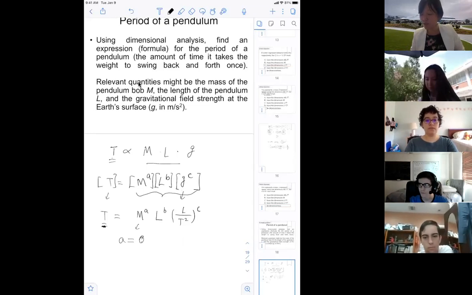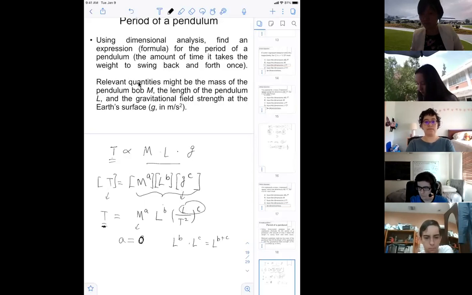A has to be 0, so that m to the power of 0 will be 1. So you're not going to be affected by this mass. And you can see also it does not have L, but I have L to the power of B plus C, right? This is L^B, this is going to be times L^C. So L^B times L^C is L^(B+C). But your left-hand side has no L, no length. So you need to make this go away. You need to make B plus C equal to 0 again.